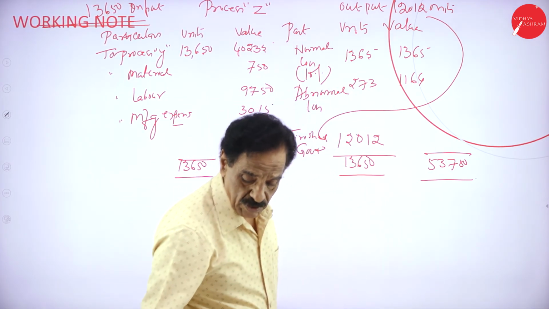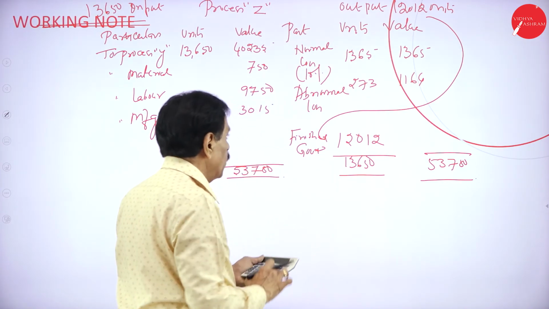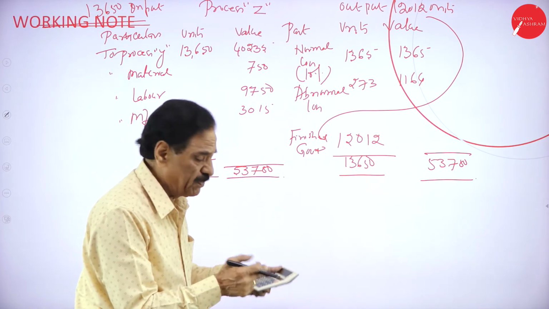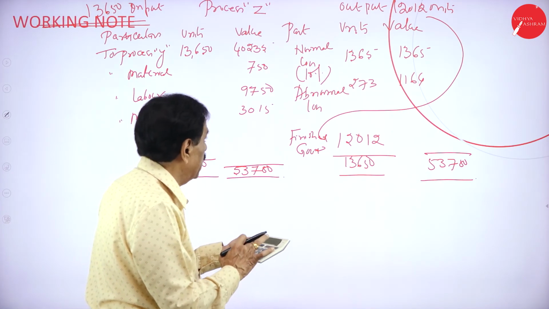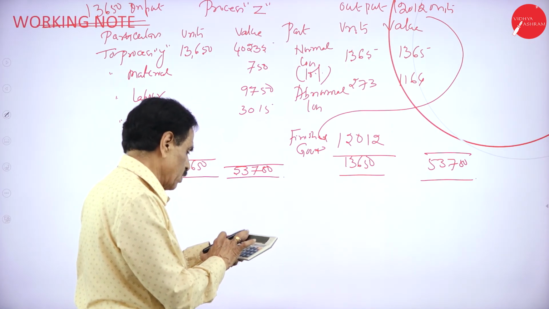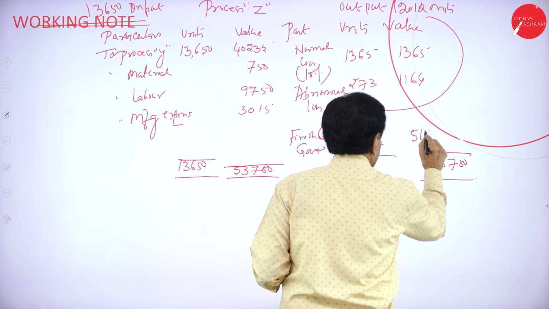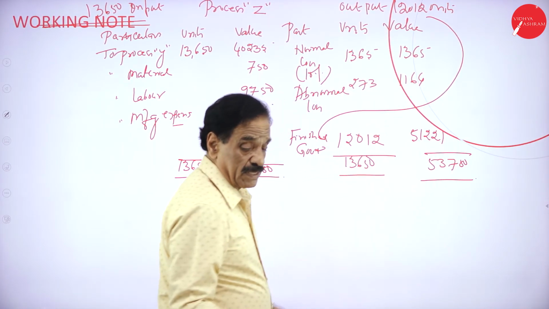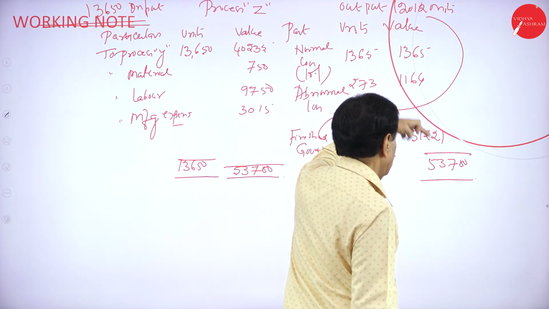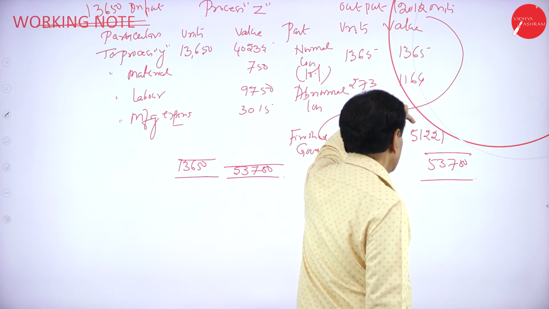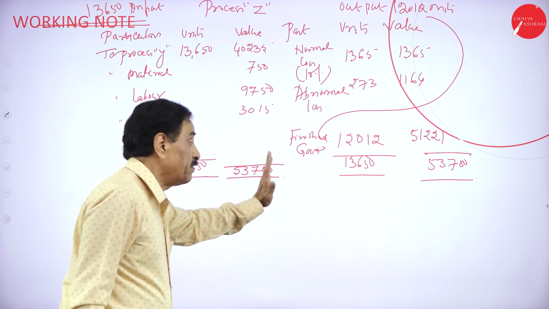Bring out the reference. 53,750 minus 1365 minus 1164 gives 51,221. This is the finished goods value. 5 plus 4, 9 plus 1, 10, 1 plus 6, 7, 13, 15, 1 plus 3, 4, 5, plus 2, 7, 1 plus 1, 2 plus 1, 3, 5. So 51,000. What's the value? This is the finished goods value.